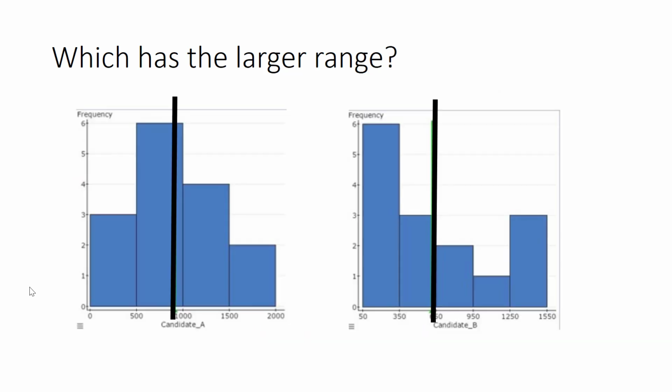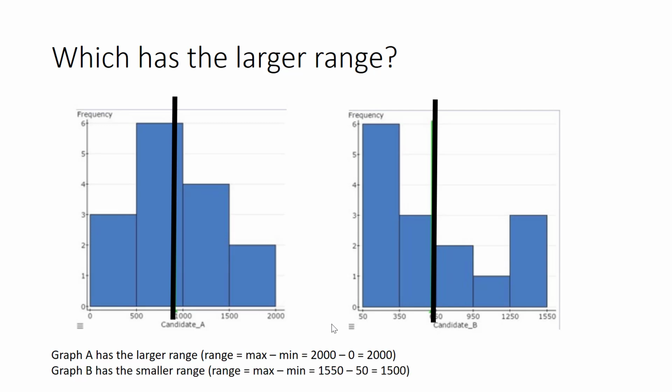Which of these two graphs has a larger range? Well, remember, range is the maximum minus the minimum. So in the first graph, we have a range of 2,000 minus 0, or 2,000. In the second graph, we have a range of 1,550 minus 50, or 1,500. So it looks like graph A has a larger range of 2,000, and graph B has a smaller range, which is 1,500.